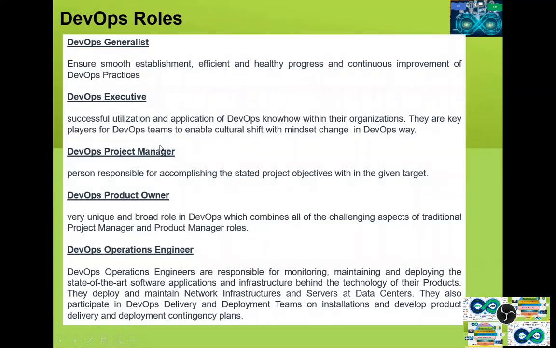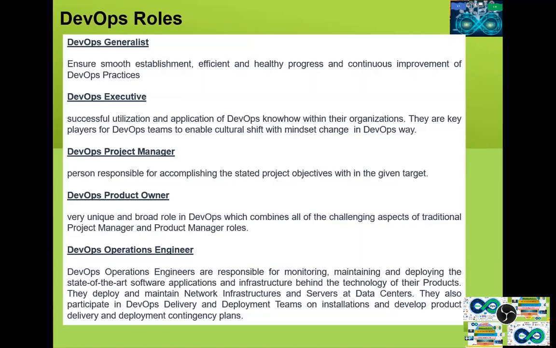Okay, here comes another interesting thing: DevOps roles. What are the roles, emerging and already there? Because of the pipeline, there are a lot of new roles. So the very first thing is the DevOps generalist, who ensures a smooth establishment, efficient and healthy progress and continuous improvement of DevOps practices. It's a general role in the DevOps environment.